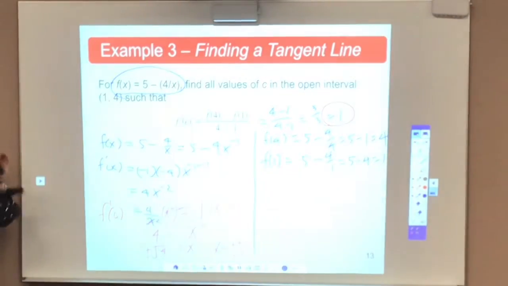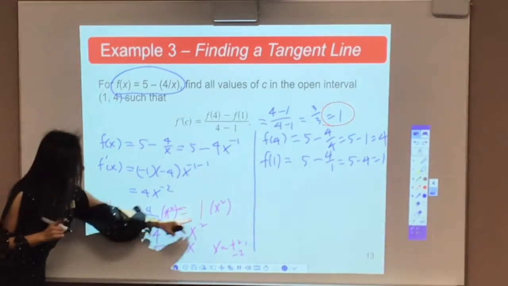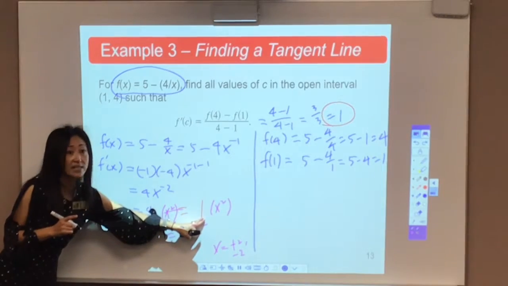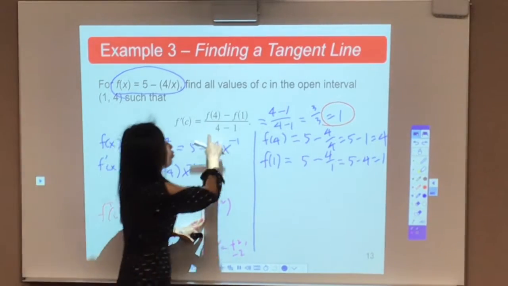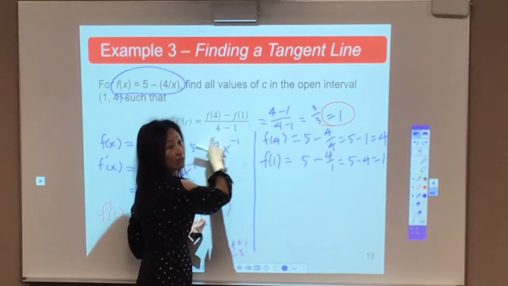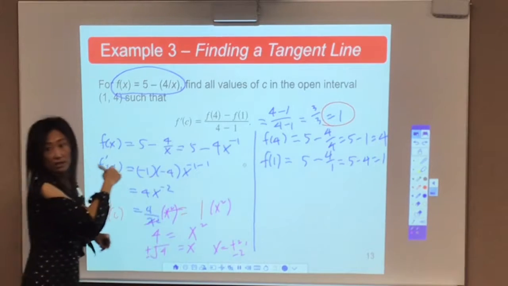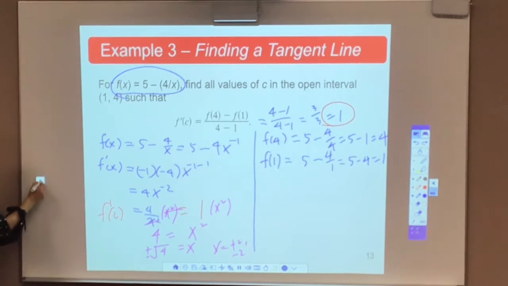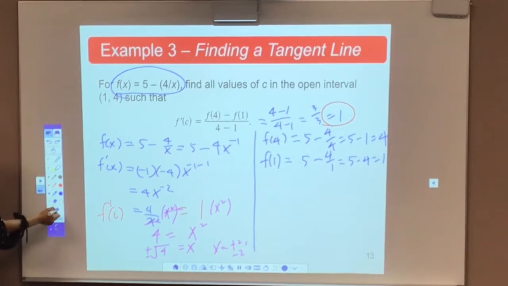Is everybody with me? Did everybody see that? I didn't set this equal to 0. I set this equal to what? Whatever number I found here. Is everybody with me? Okay. Yes. Can I erase now? Yes.